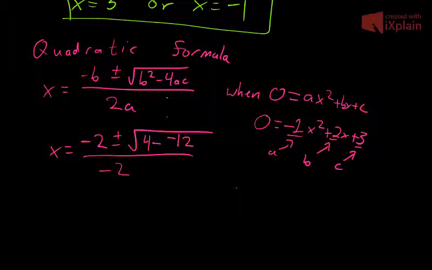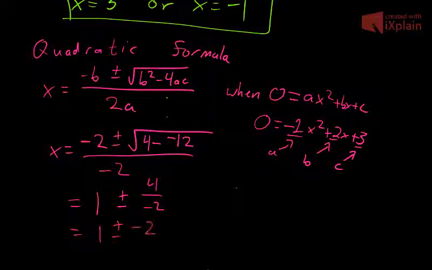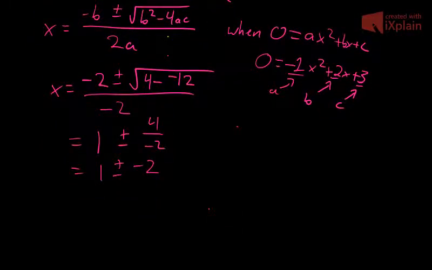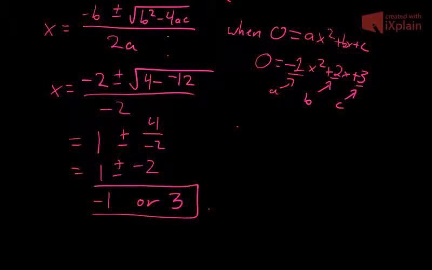And that's not too bad so far. So I have negative 2 over negative 2. If we look at that, that's going to equal 1 plus or minus 4 minus negative 12 is 16. Square root of 16 is 4 over negative 2. So I end up with 1 plus or minus negative 2, which is going to give me 1 plus negative 2 is negative 1. 1 minus negative 2 is 3. And that'll give me the same thing, maybe a little bit quicker if you don't want to factor, or factoring works just as well.